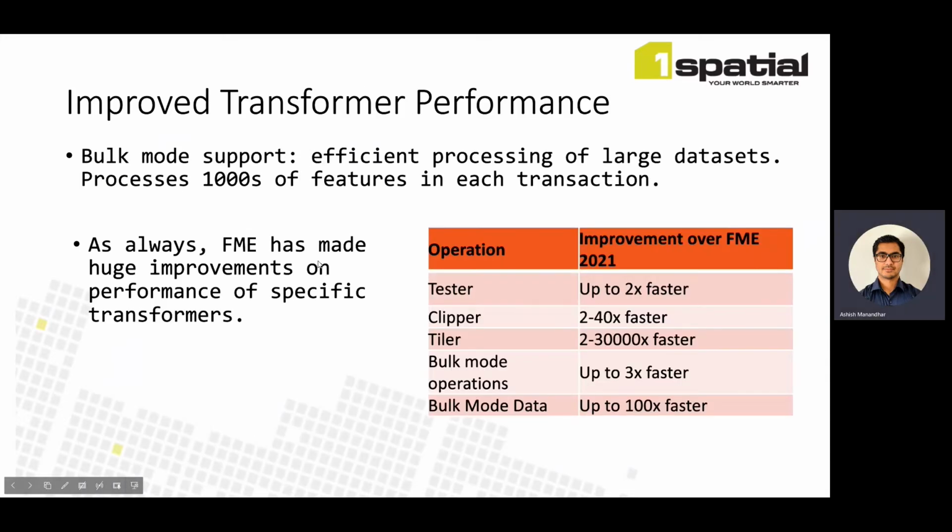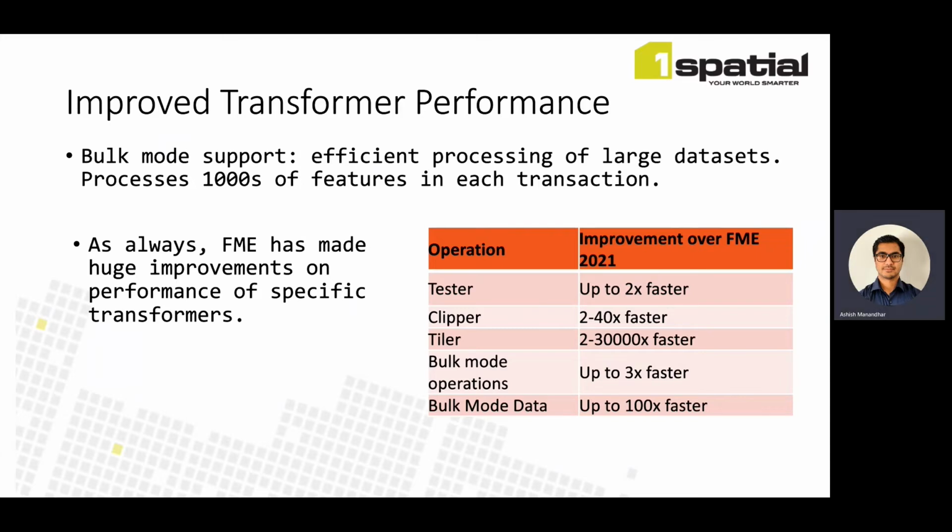Next up, I want to talk about improved transformer performance. FME is going through a lot of changes, and bulk mode support is one of them. Bulk mode support is an overall improvement in FME, where the transformers will have support for processing hundreds and thousands of features in each transaction instead of one feature at a time. So this bulk mode support will be very efficient for processing large data sets, and it will certainly bring performance improvements and save time to run very large data sets.